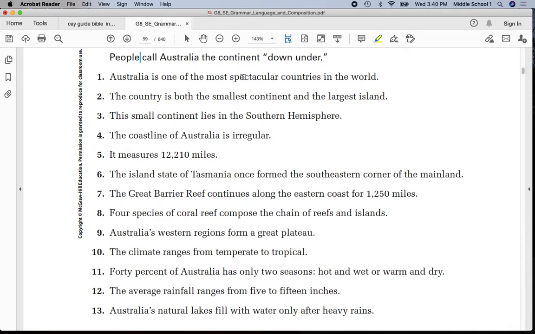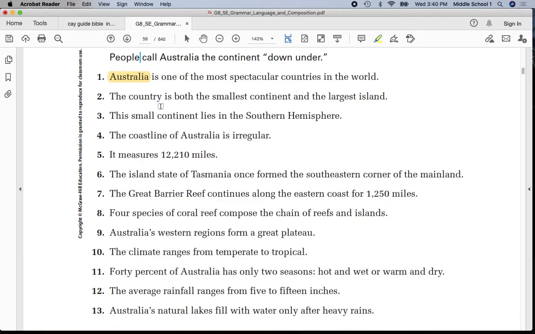First sentence. Australia is one of the most spectacular countries in the world. What's my sentence talking about? Australia. Notice the next word is the predicate. So I'm putting a line in between Australia and is, so we can see it easier. I'm going to be highlighting the simple subject, and then we're going to see that the rest of the sentence is going to be the predicate.